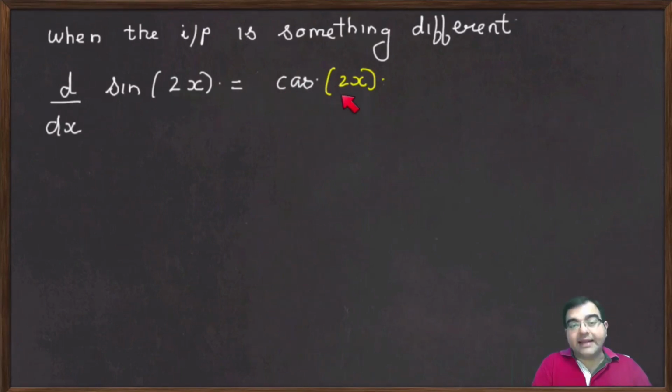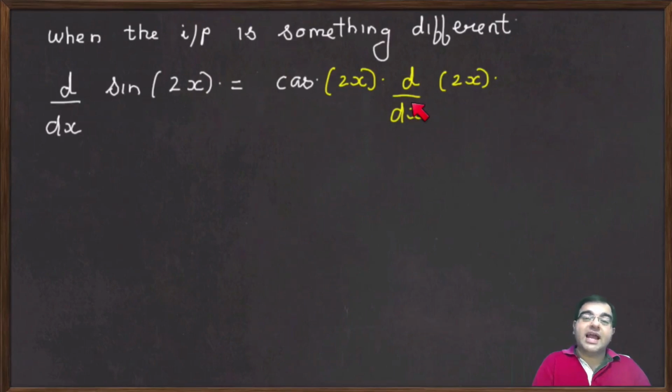But this is not the end. I am going to multiply this with the derivative of the input. Now what is the input here? 2x. So I am going to multiply this with derivative of 2x. Remember, this step is extra. So if your input of derivative and the function is not the same, for example, here you have 2x, here you have x, you use the formula normally, you will say derivative of sine of input is equal to cos of input.